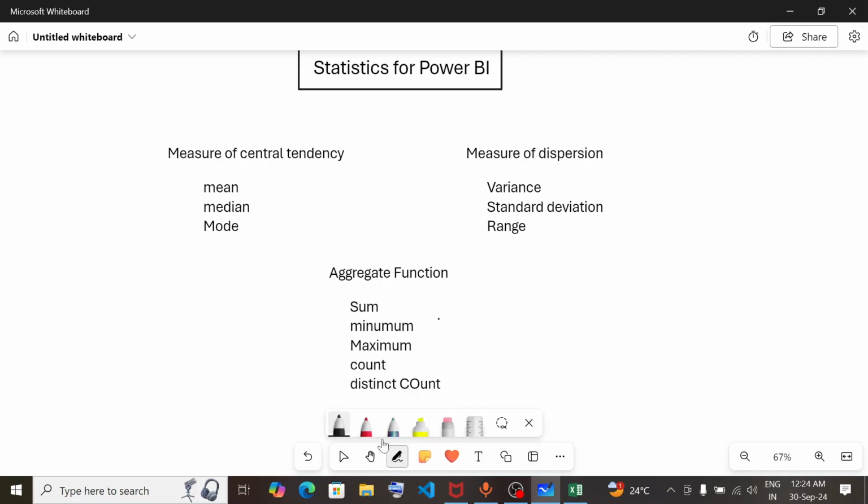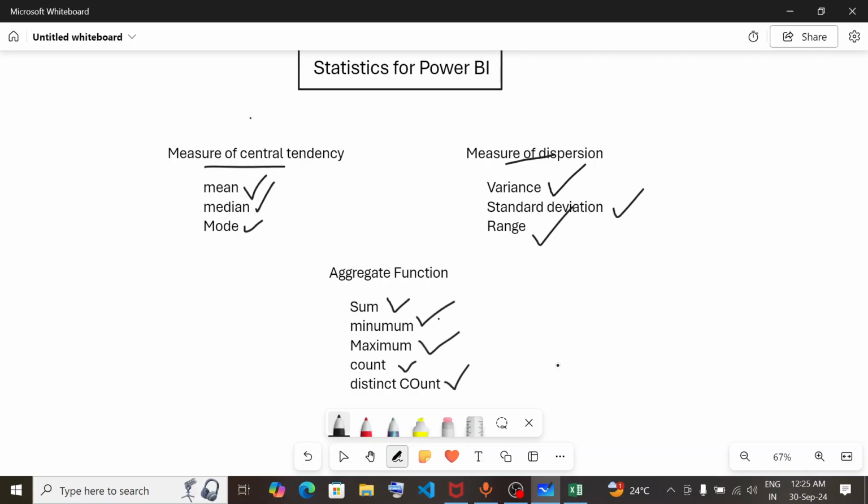So here, if you talk about the roadmap again, we divide this into three main parts. First we'll start with the measure of central tendencies. In this case, we'll study mean, then median, and lastly mode. After that, we will start with dispersion, and in that case we'll study variance, then standard deviation and range. After that we'll focus on sum, then minimum value, maximum value, count and count distinct.